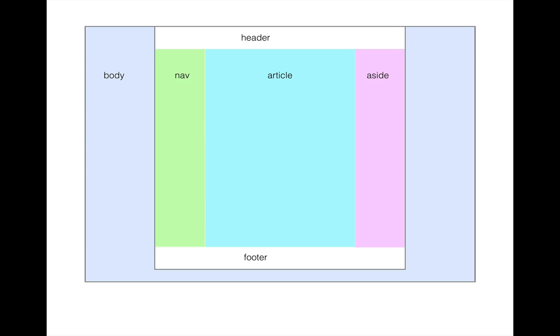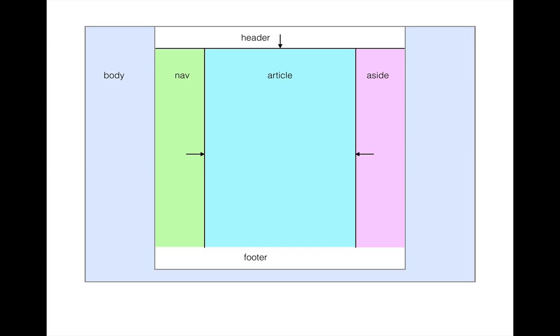Then we have the header. I'll put a bottom border only on the header. That'll make a nice border so I don't need anything at the top of the nav, article, or aside. Then to make a border between the nav and the article and the article and the aside, I'll add a right border to the nav and a left border to the aside. And then at the bottom I'll finish up by adding a top border in the footer.